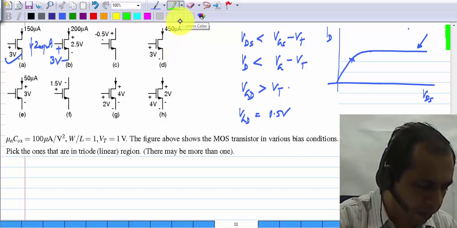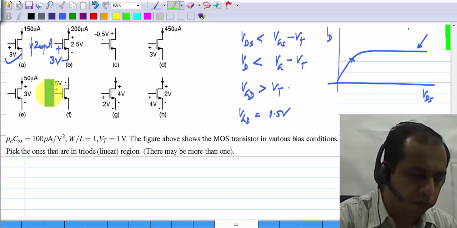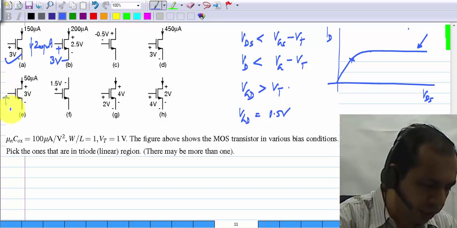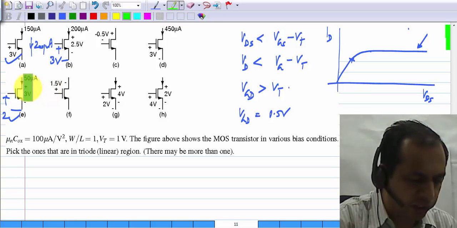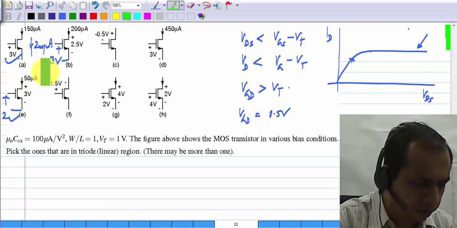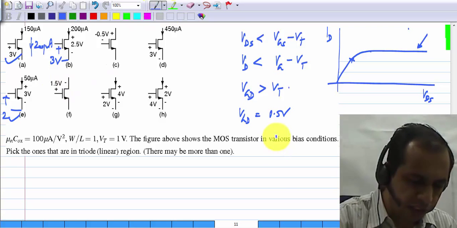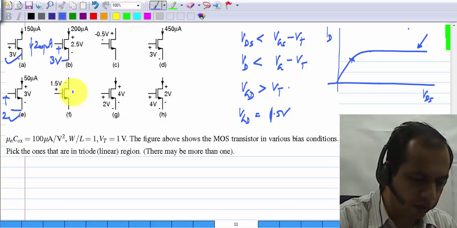And here we have a VDS of 3 volts and a drain current of 50 microamperes. For a current of 50 microamperes, if it's in saturation region, this will be 2 volts and VDS is greater than VGS minus VT. So this is in saturation, it's not in triode. In this case, VGD is given directly. VGD is 1.5 volts in F. So clearly it satisfies this condition. So this is in triode region.